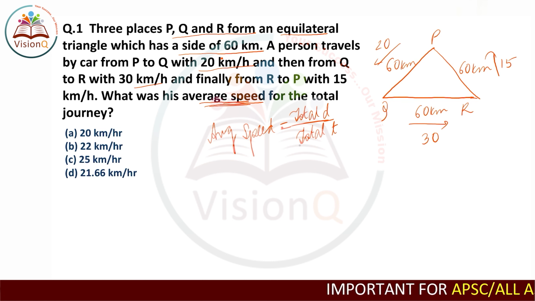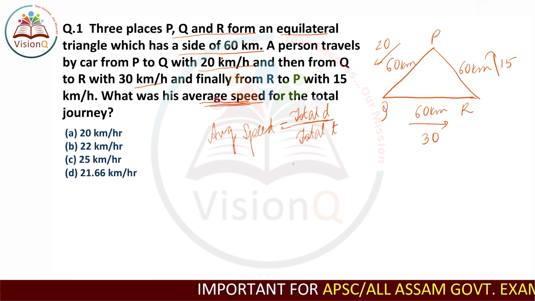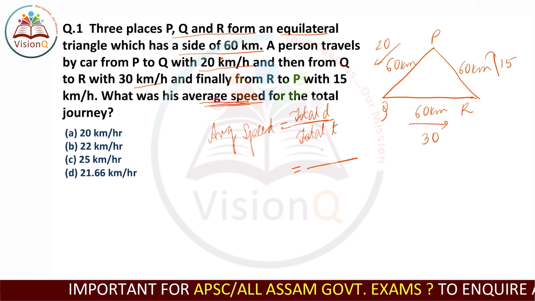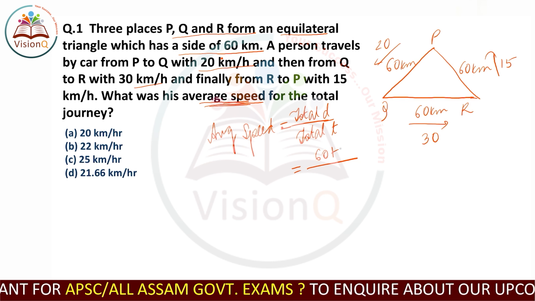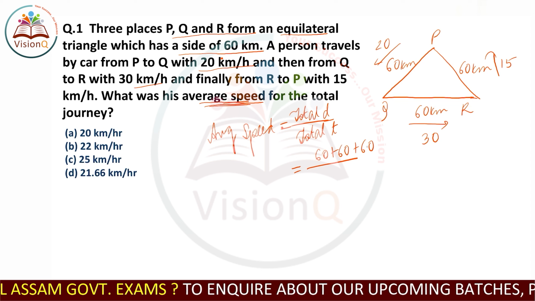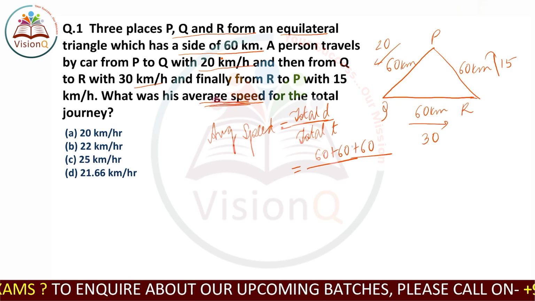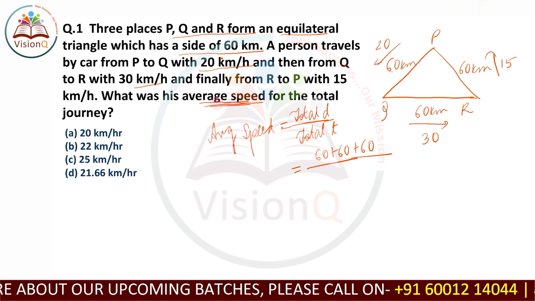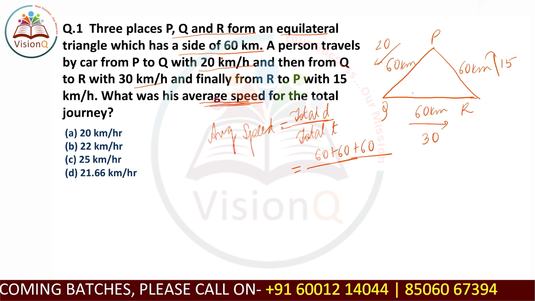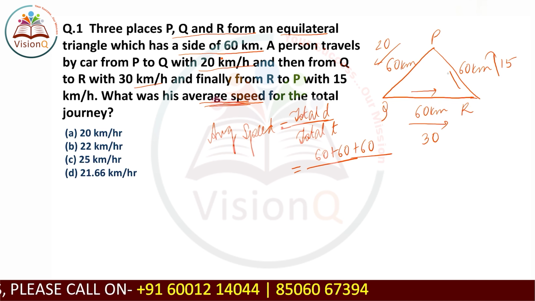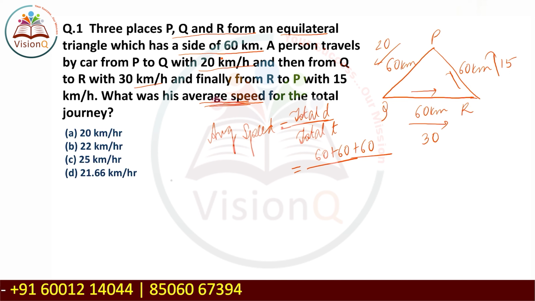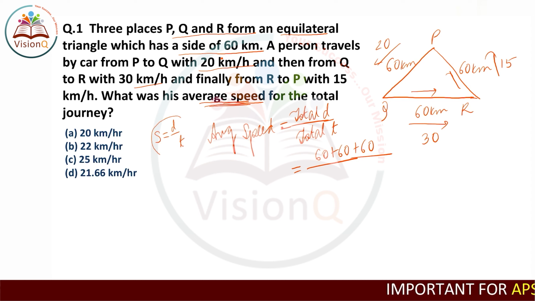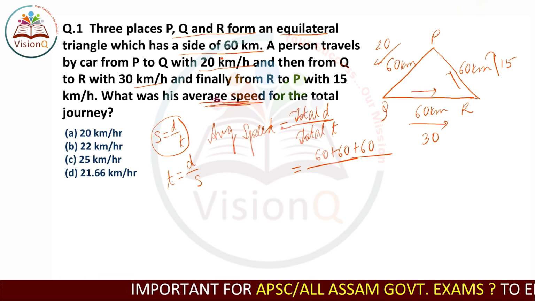Now average speed is nothing but total distance by total time taken. Total distance traveled will be 60 plus 60 plus 60, divided by total time taken. Now the time taken to go from P to Q plus the time taken to go from Q to R plus the time taken to go from R to P. We know the formula between speed, distance and time, that speed is equal to distance divided by time. So from this formula, if it is asked to find out time, then the formula becomes distance divided by speed.